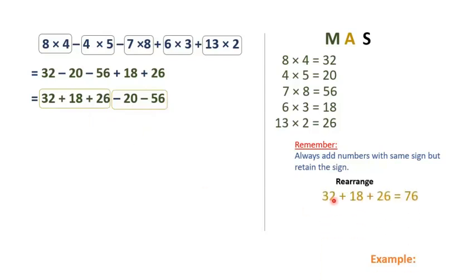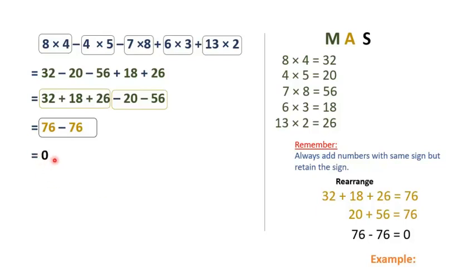So let us add first 32 plus 18 plus 26, which is 76. Here minus 20 minus 56, we will add it. 20 plus 56 is again 76. So here we will write the solution of this, 76, and we are adding two numbers with minus sign. So the answer is with minus sign. Now the last step, last operation is your subtraction. This 76 minus 76 is your 0. So this 0 is your final answer for this simplified problem.